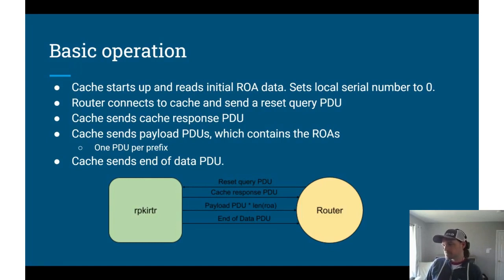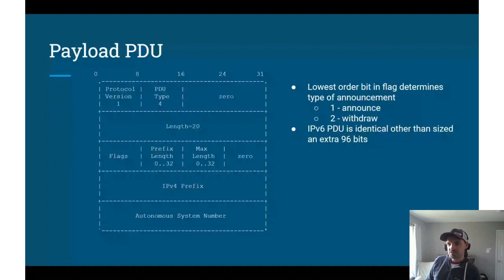Right. This is what a payload PDU actually looks like. As I said before, there's really only space for one prefix per PDU. The IPv6 one is pretty much identical, except the fact that it's bigger to actually contain an IPv6 address. And really the only other special thing is the flag. It's either an announce or a withdraw. Really nothing else special. In the top left, you can see that it's protocol version 1.